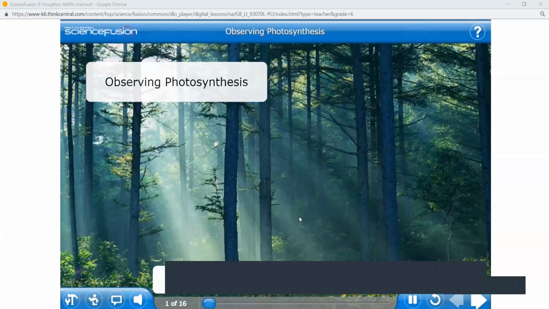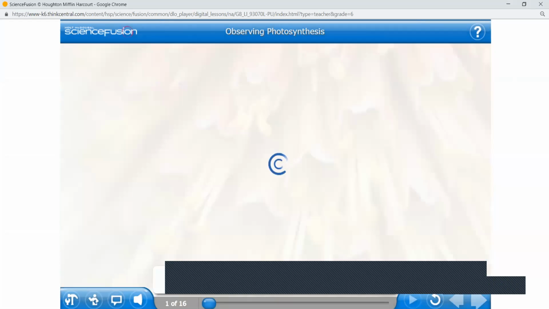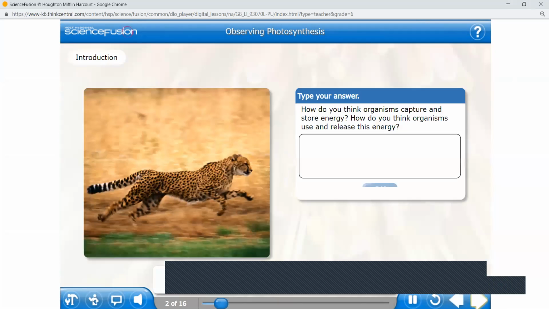Welcome to the lesson, Observing Photosynthesis. In this lesson, you'll investigate two important biological processes, photosynthesis and cellular respiration. Everything that lives needs and uses energy. All life forms need to capture energy, store energy, and later release it.